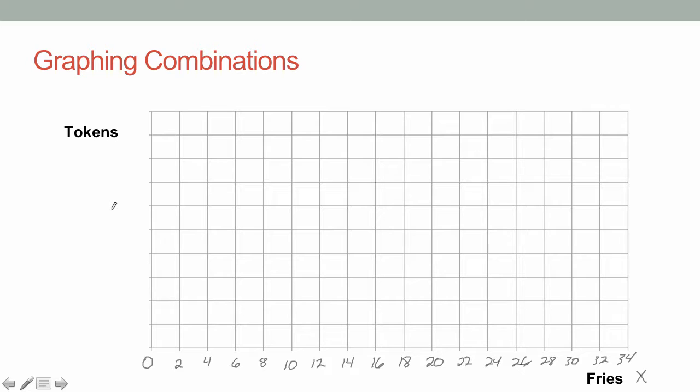And bus tokens. Let's think about bus tokens. Let's just count by 2's in this one as well too. So 0, 2, 4, 6, 8, 10, 12, 14, 16, 18, and 20. So now we've got a nice graph. We've got our tokens is our y variable, because that's changing. The fries is our x variable. And now we can start to think about plotting that data that we previously had on our chart.